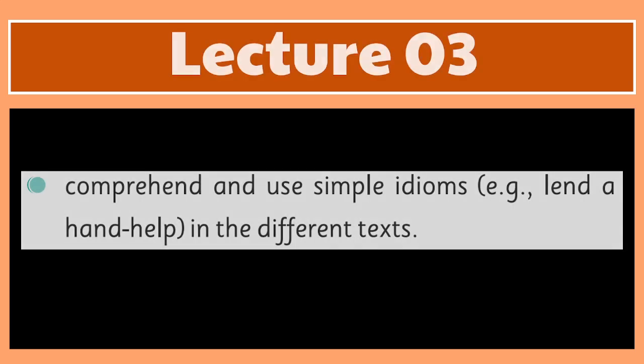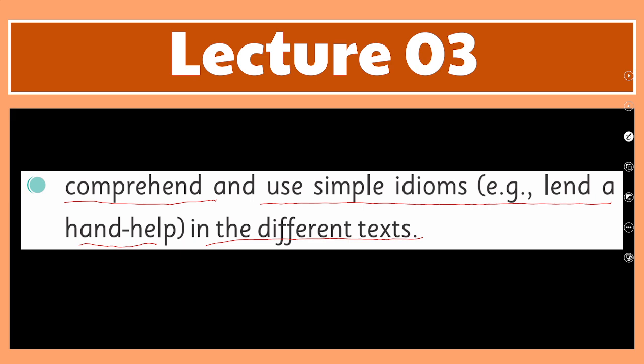So let's go further. Here we have the third SLO. This SLO is also concerned with the competency of grammar and vocabulary, primarily with vocabulary. It states: comprehend and use idioms like lend a hand, help in different texts. So in this we will primarily focus on idioms, how they are formed, and how they create meaning in different texts. So let's go further.